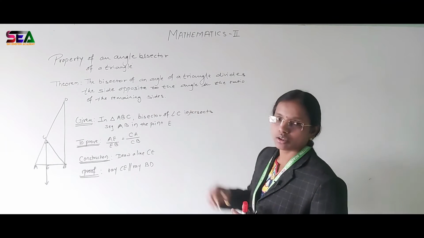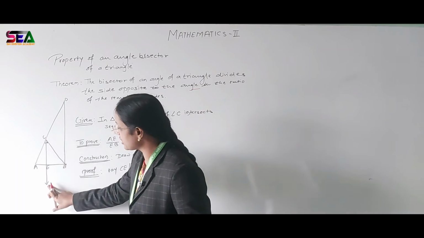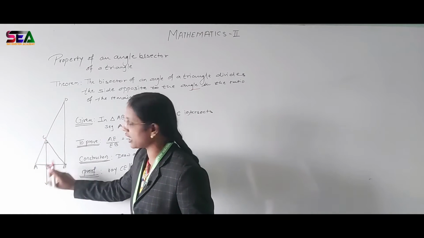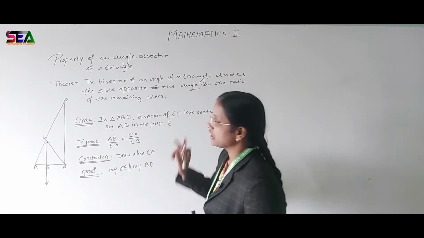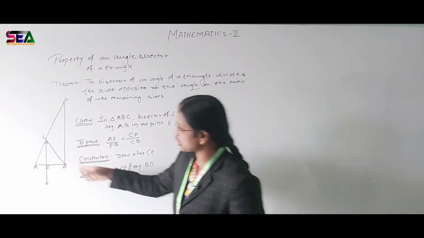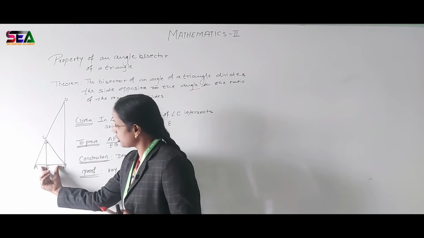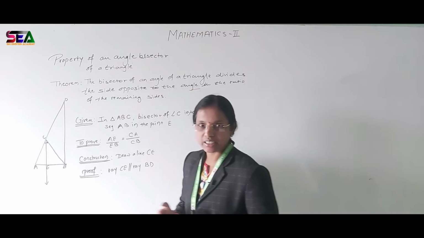Now the theorem is: the bisector of an angle of a triangle divides the side opposite to the angle. This is the bisector which divides the opposite side of the angle in the ratio of the remaining sides. That means this bisector divides the side AB in the ratio which is equal to the ratio of the remaining sides.